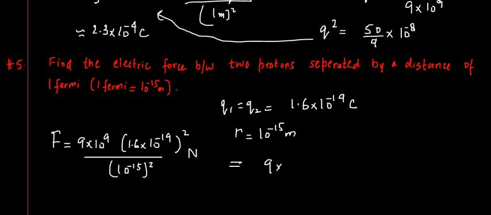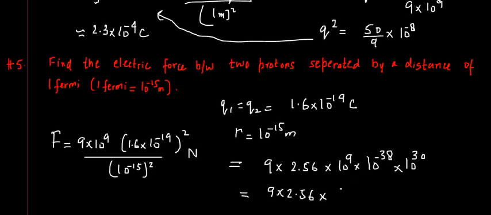So this is 9 into 1.6 whole square, which is 2.56, into 10 to the power of 9 into 10 to the power of minus 38, divided by 10 raised to the power of minus 30. This comes upstairs and becomes 10 raised to the power of plus 30. So this is 9 into 2.56 into 10. Yeah, we get a 10 here.